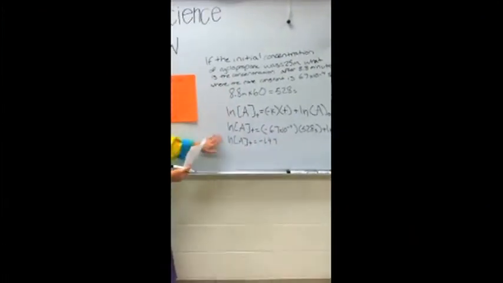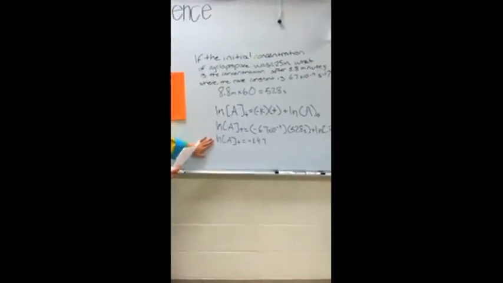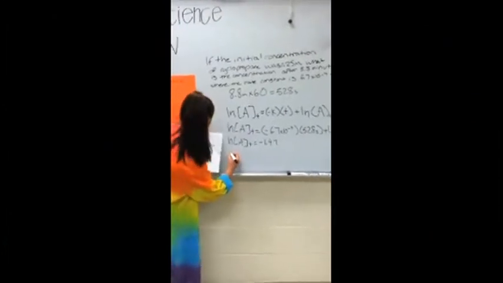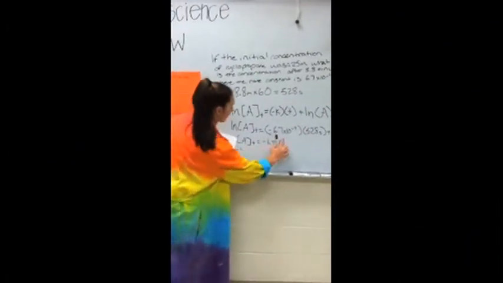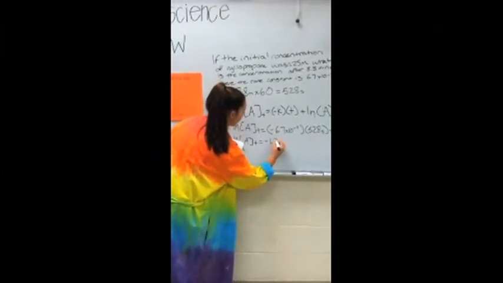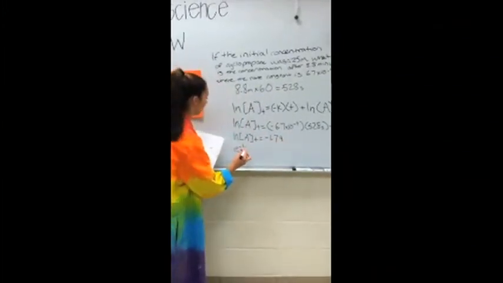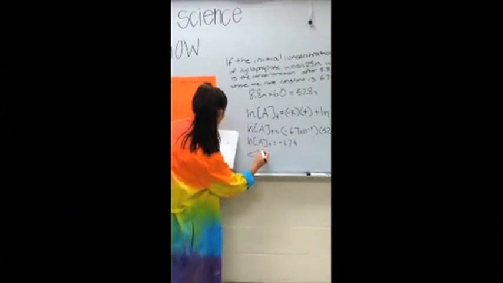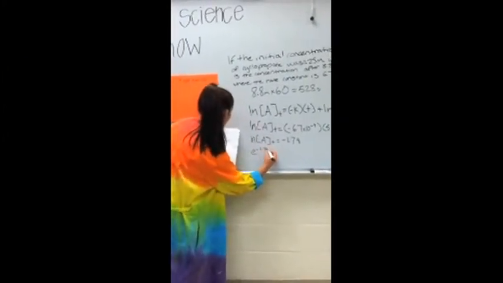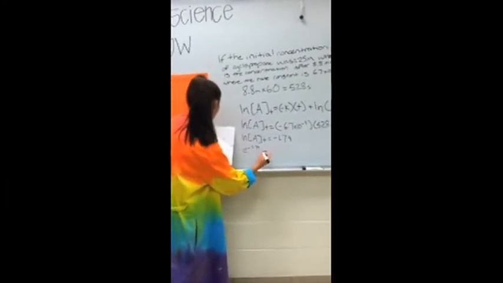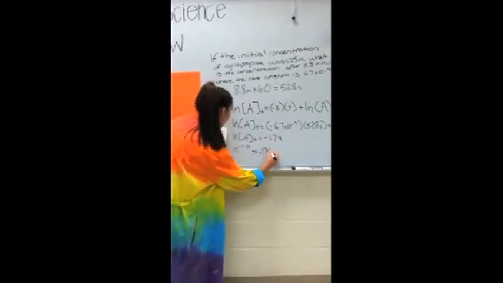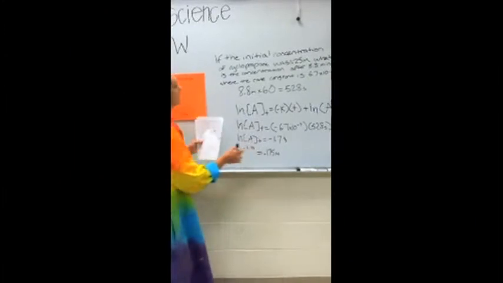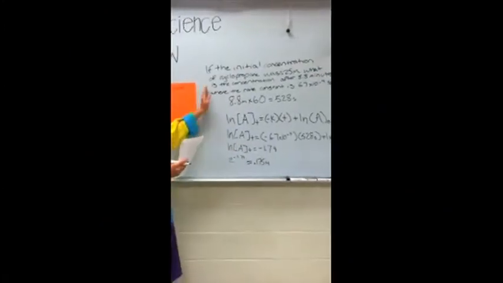Okay. And this can be rewritten as e to the negative, oops, I wrote that wrong. It's negative 1.74. And it can be rewritten as e to the negative 1.74, and then that will come out to equal 0.175 molar. And this is the concentration after 8.8 minutes.